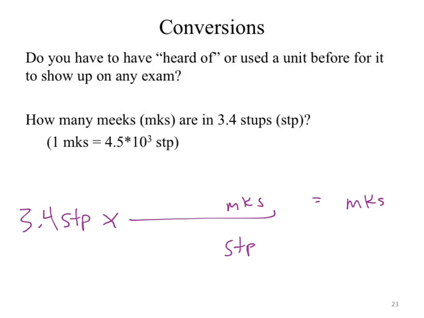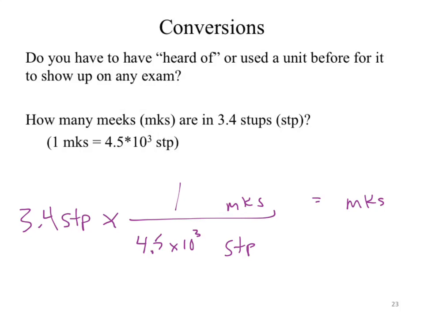So, how do we solve this? Put 4.5 times 10 to the third on the bottom. Try again. My bad. 4.5 times 10 to the third in front of stops, not on the bottom. In the denominator, I'm sorry. In front of stops. It has nothing to do with the denominator either. It's in front of the unit. Okay. 1 in front of our meeks. Our stops cancel, we'd have our meeks.